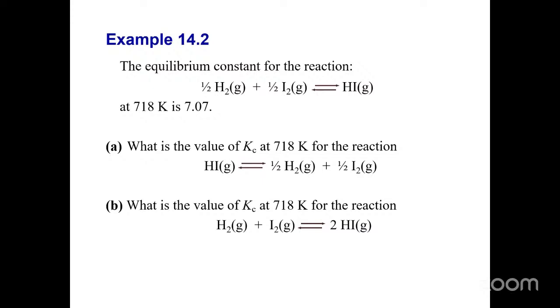What's the first thing you observe when you compare the first equation to the new equation for A? It's flipped, right? So how would you determine the Kc value? I'm going to call this Kc prime. So how would you calculate Kc prime? 1 over 7.07. So 1 divided by 7.07. According to my calculation, that would be equal to 0.141.